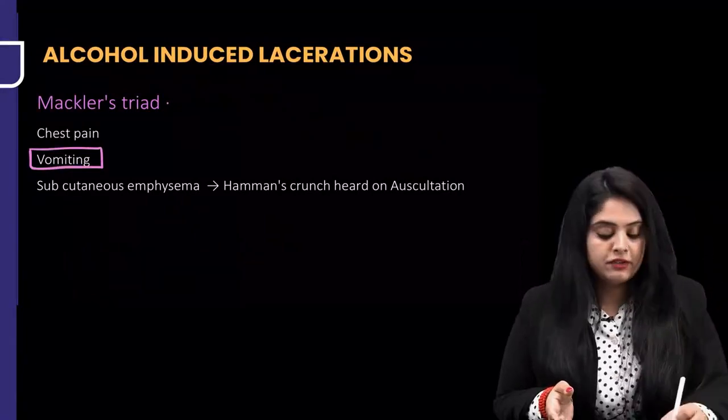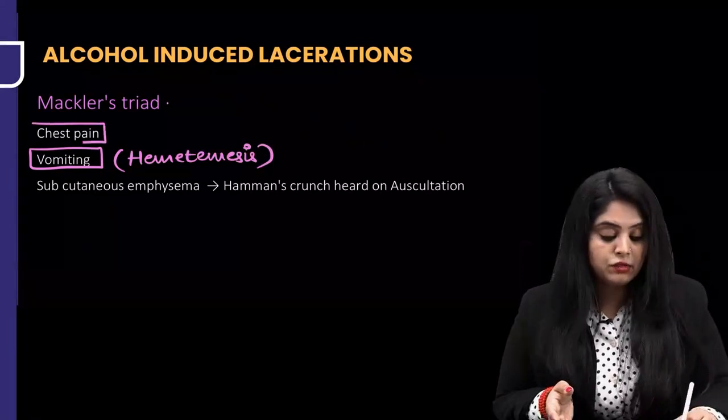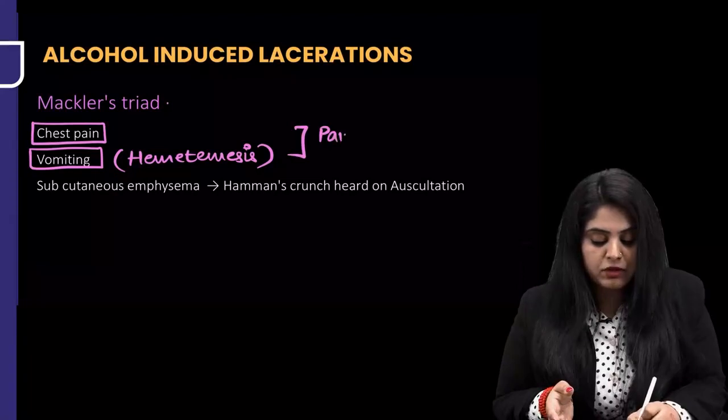Common sense. If there's going to be bleeding, either way there is hematemesis. Blood is going to come out in the vomiting, and that tear is associated with a lot of chest pain. So this is basically a painful hematemesis. That is what we describe it as in medicine.